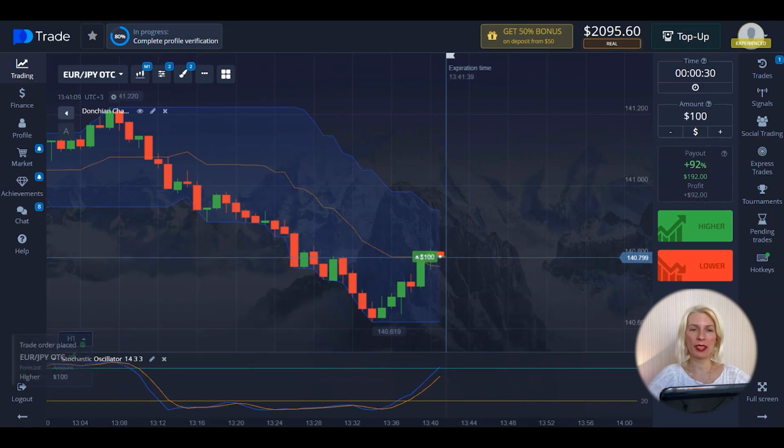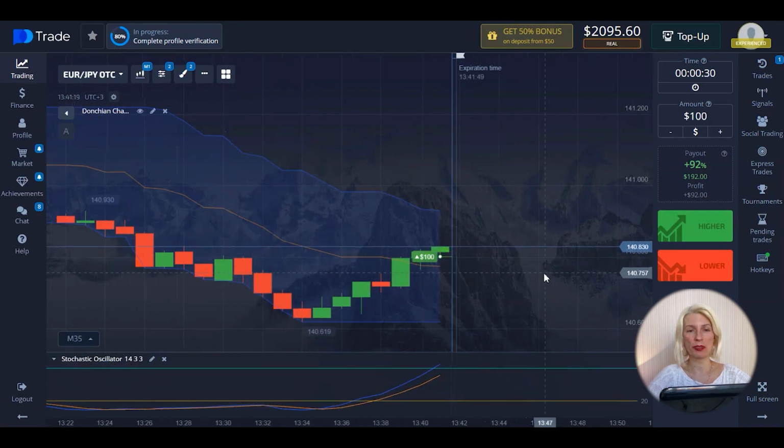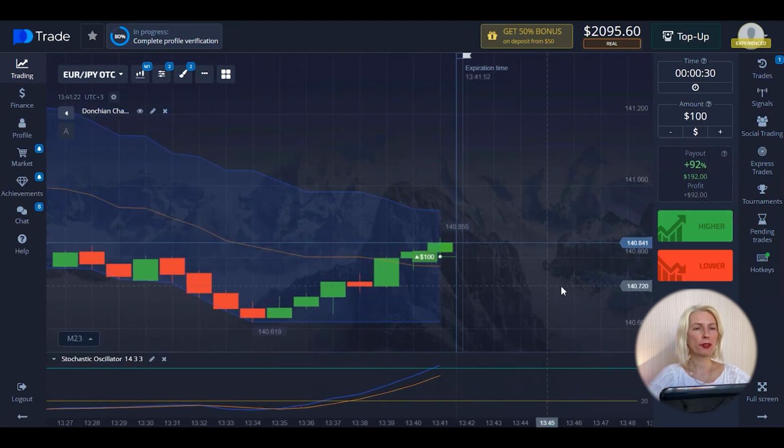As I said, the beginning of the bullish trend, besides the price has broken through the middle line of the Donchian channel indicator and has consolidated above it. The stochastic also confirms the growth continuation. The bet remains the same, 100, and the time is set for 30 seconds. And as we see on the chart, the quote movement corresponds to the data obtained from technical analysis.